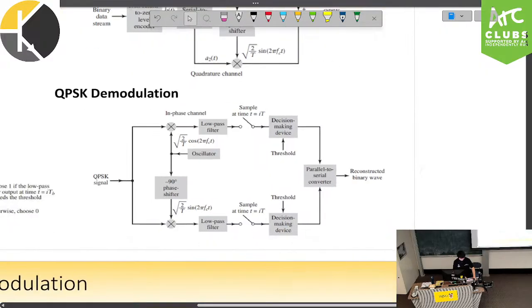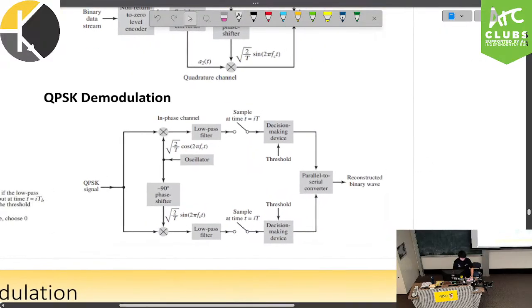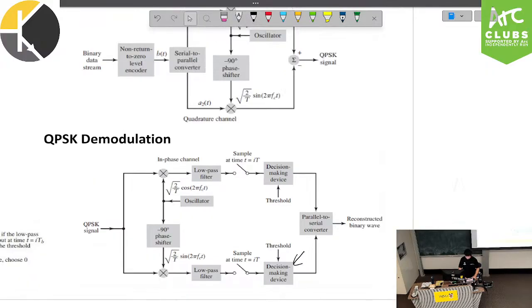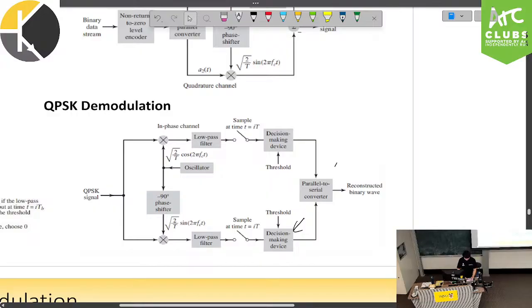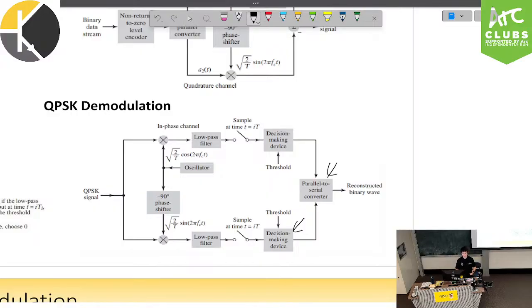Like, you have very special threshold devices that make decisions, and on occasion, when you need to use multiple bits, you will definitely need series to parallel converters and parallel to series converters, just because, yes, what's up?